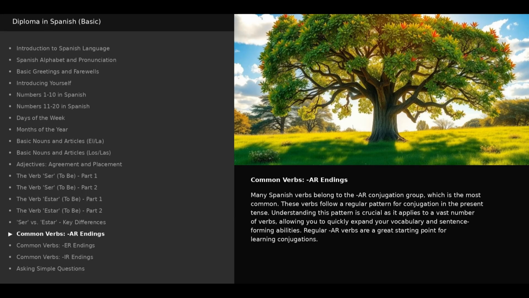Common verbs, AR endings. Many Spanish verbs belong to the AR conjugation group, which is the most common. These verbs follow a regular pattern for conjugation in the present tense. Understanding this pattern is crucial as it applies to a vast number of verbs, allowing you to quickly expand your vocabulary and sentence-forming abilities. Regular AR verbs are a great starting point for learning conjugations.